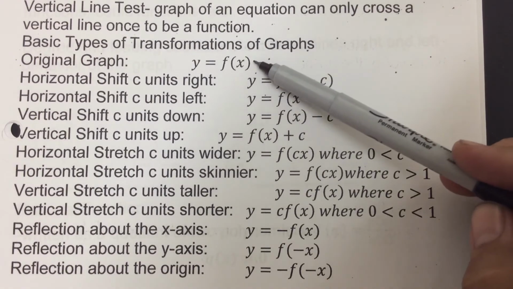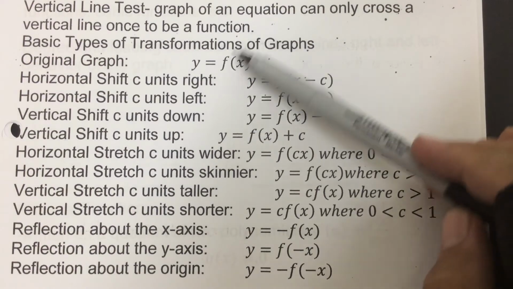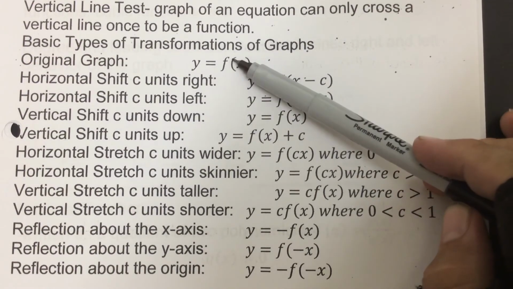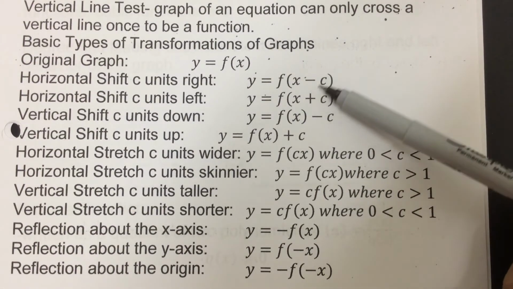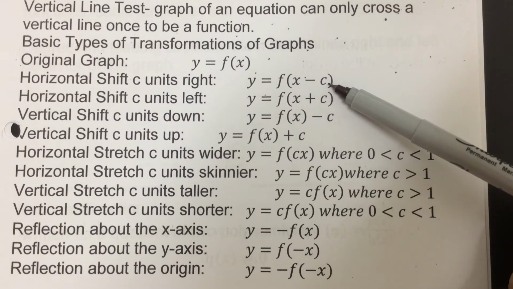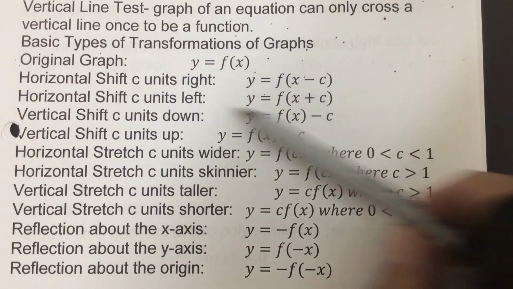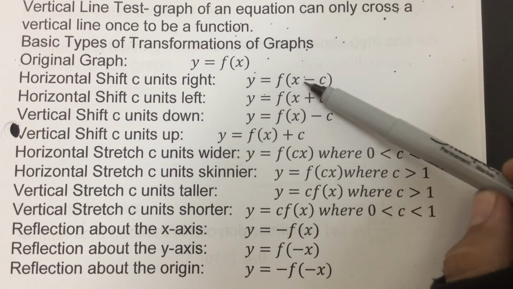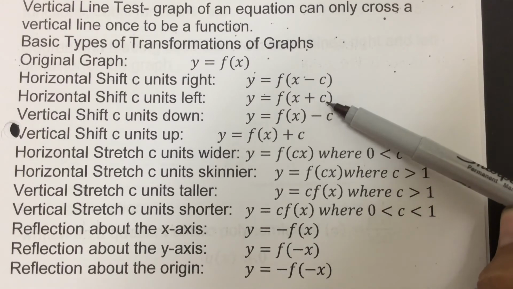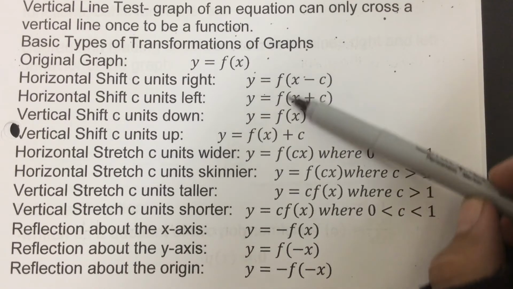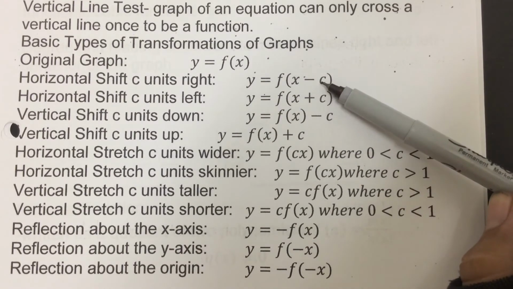So if our original graph is y equals f of x, whatever our function is, and we subtract c on the inside, that's going to be a horizontal shift. Inside the function with the x, if that changes, it's going to move it left and right. If it's negative, it goes to the right. If it's positive, it's going to go to the left. It always goes opposite on the inside of what you think.